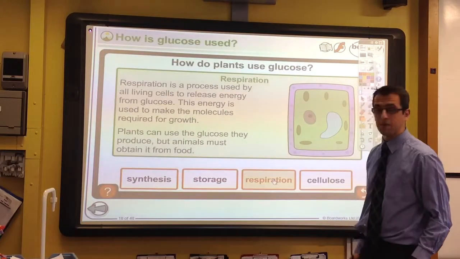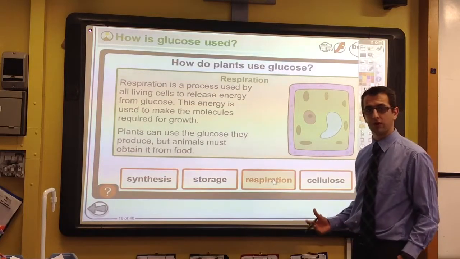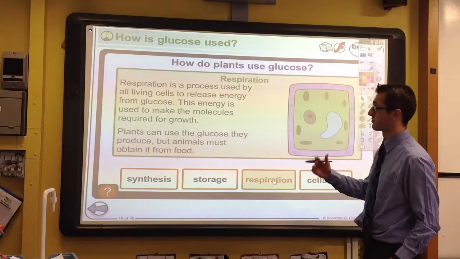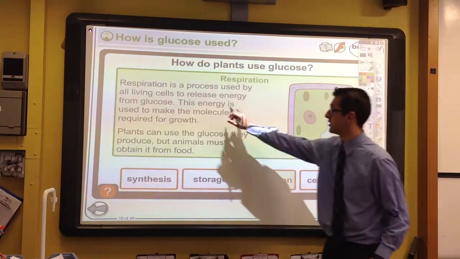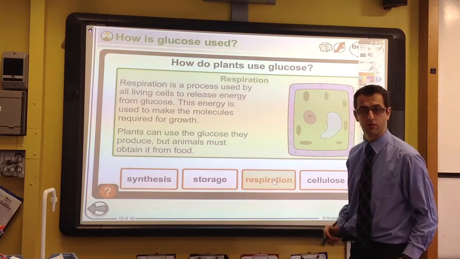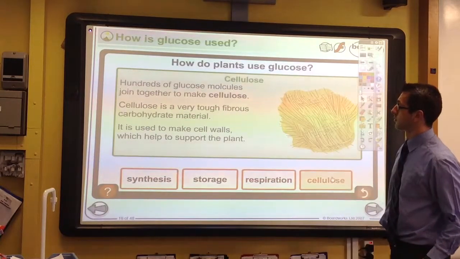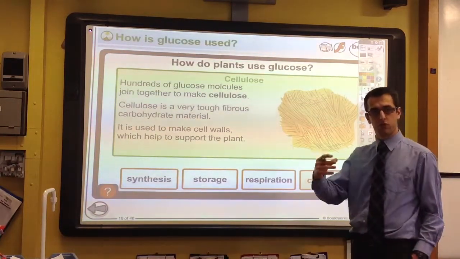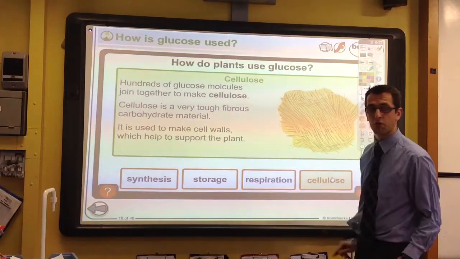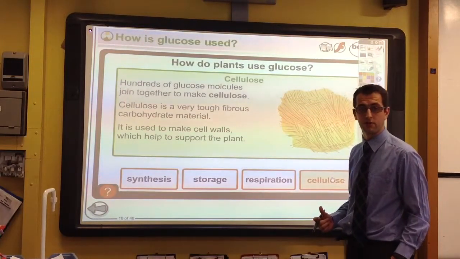The glucose could be immediately used for respiration. Respiration happens in all living things, as we've already said, so the glucose was made, automatically used. That respiration provides the energy which is required for all chemical reactions and growth of living things. Also, the glucose molecules can be joined together to make a large molecule, which will be the cellulose. That's making more plant cell walls, again, to make more tissues and further the plant's growth.